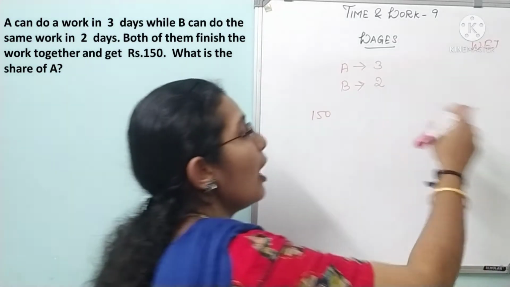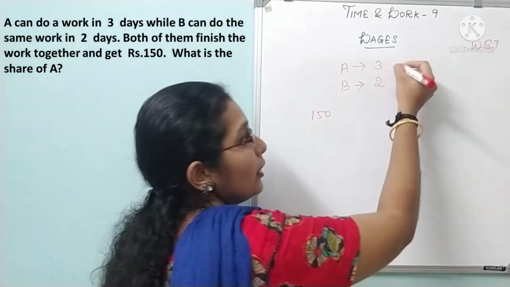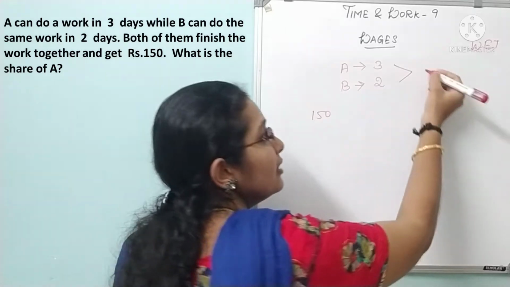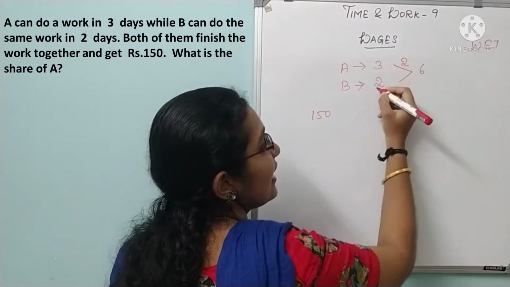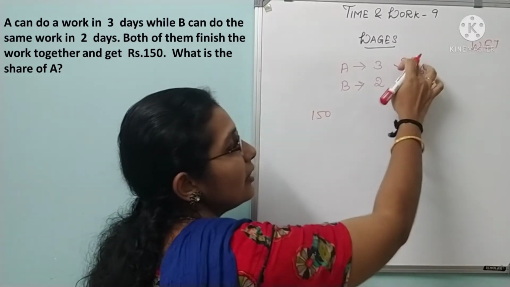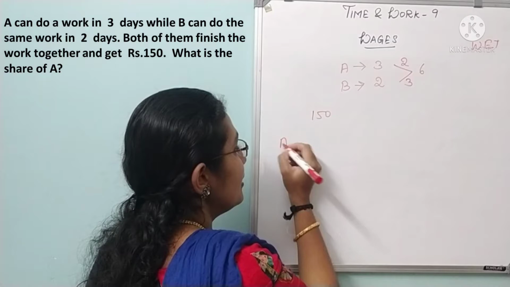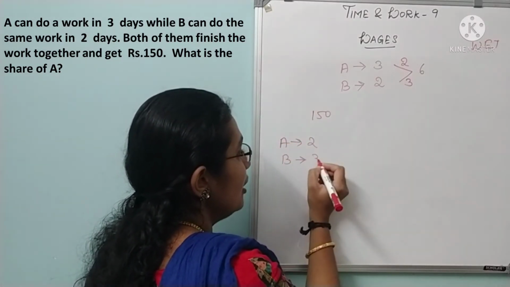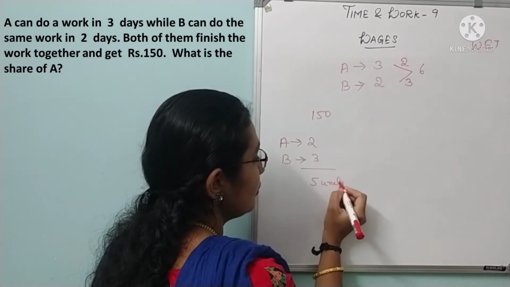How will you find the efficiency? The first step is to find the total work, which is the LCM of both. The LCM is 6, right? 6 divided by 3 is 2 and 6 divided by 2 is 3, and these are their individual efficiencies. So A's efficiency is 2, B's efficiency is 3. Per day they will complete 5 units together.